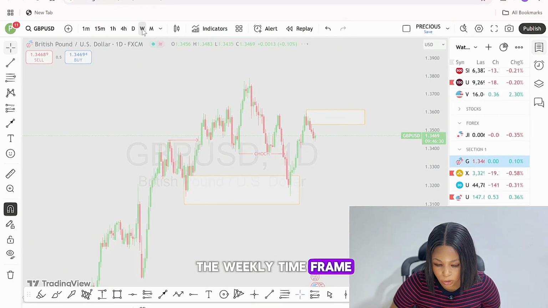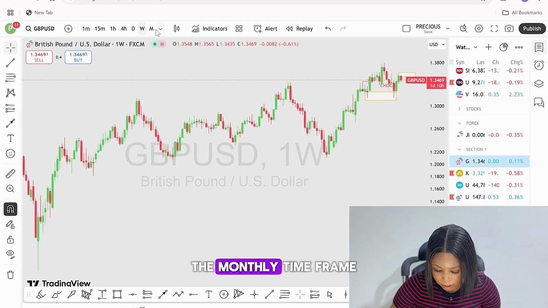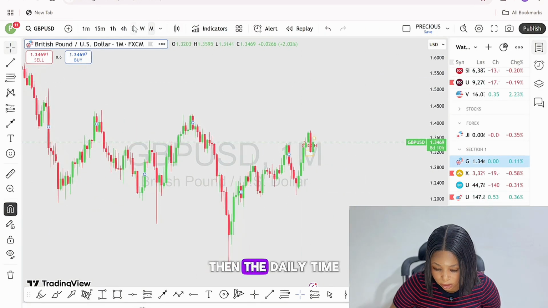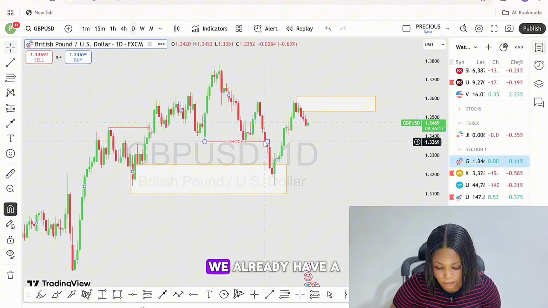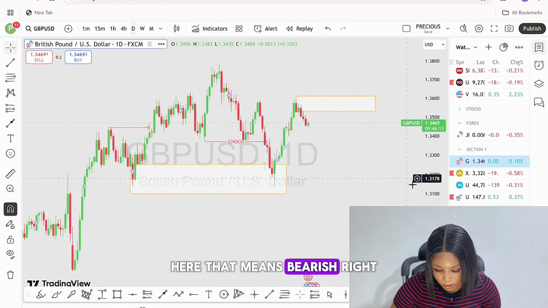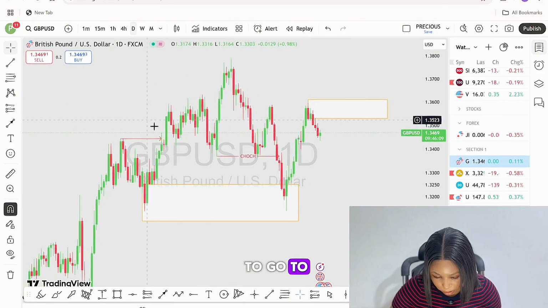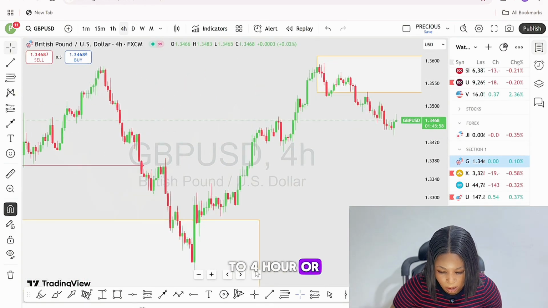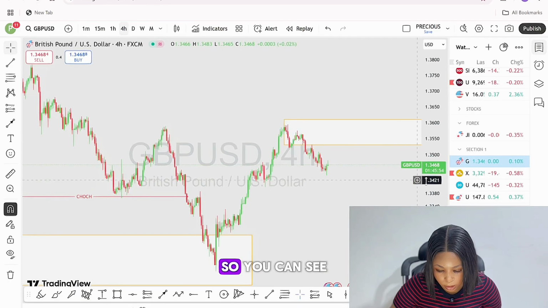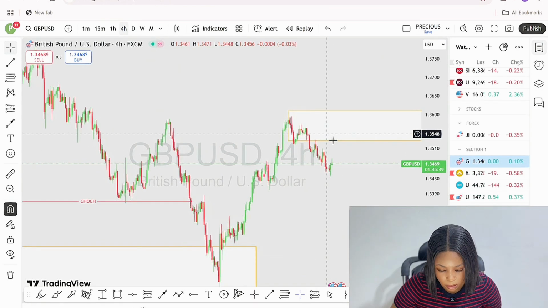The weekly time frame shows us we are having internal retracement. The monthly time frame shows us the same thing. Then the daily time frame is showing us we already have a change of character to the downside here. That means bearish, right? And now you want to go to 4 hour or 1 hour to get your entry, right? So you can see where we marked here, right?